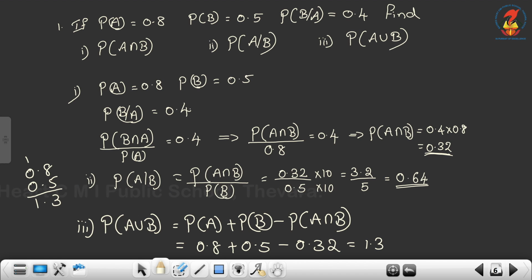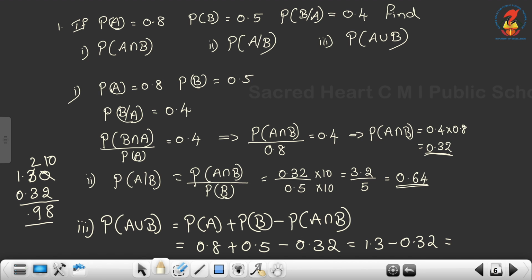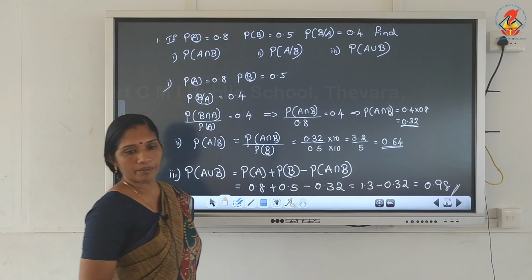Here it is 1.3 minus 0.32. Now subtract. They are not like decimals. So 1.3 I can write as 1.30 and 0.32. So it is 0.98.